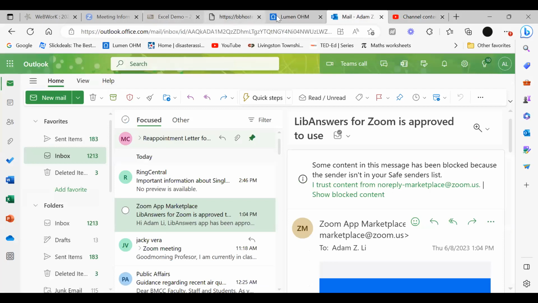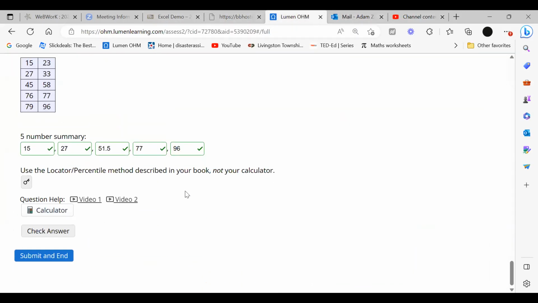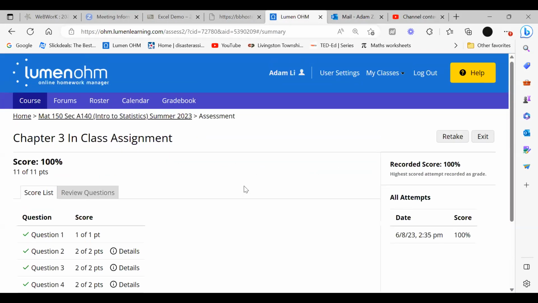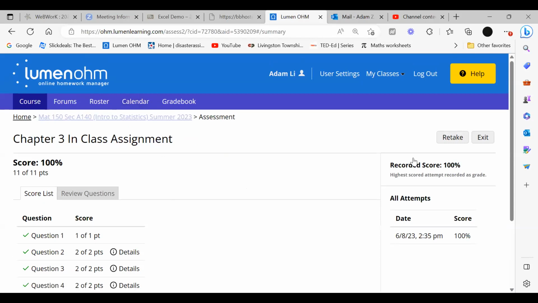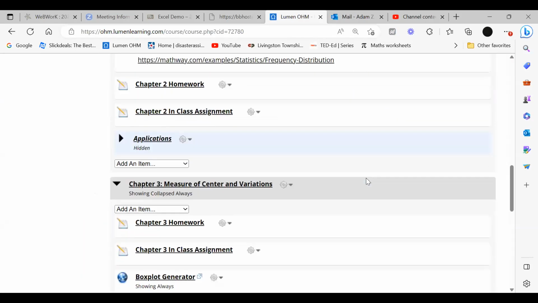Let's go back to Lumen. We did this all the way to question 7. So this is an in-class assignment. Now let's look at the homework assignment.